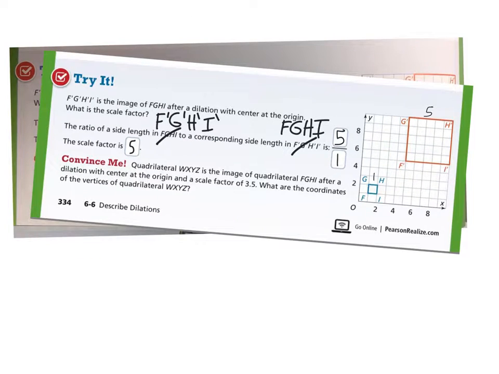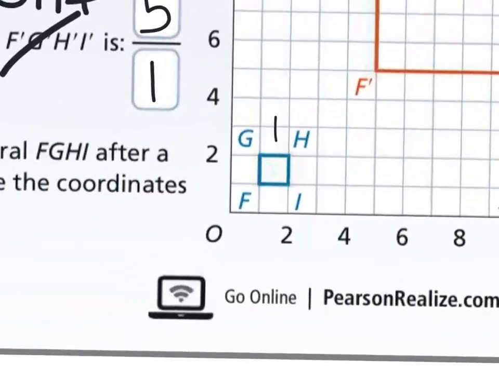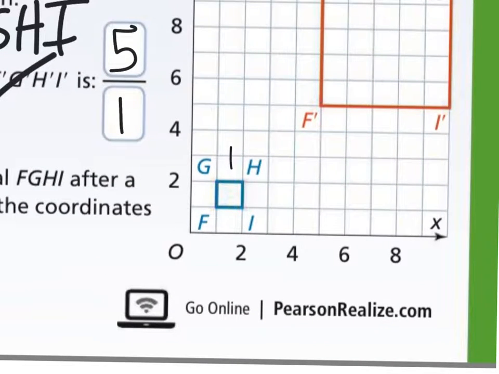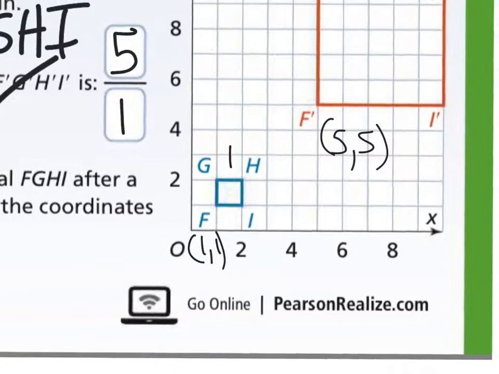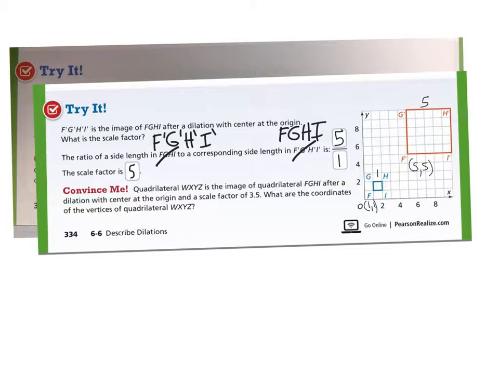Okay? Now, like I said, if you wanted to assure yourself that you have the right answer here, make sure you counted your squares correctly. F was at 1, 1, and now it's at 5, 5. Well, how do we get from 1, 1 to 5, 5? We multiply by 5. So our scale factor is 5 in going from the blue to the red. Does that make sense? If we were going from the red to the blue, then it'd be the other way around. It would be 1/5.